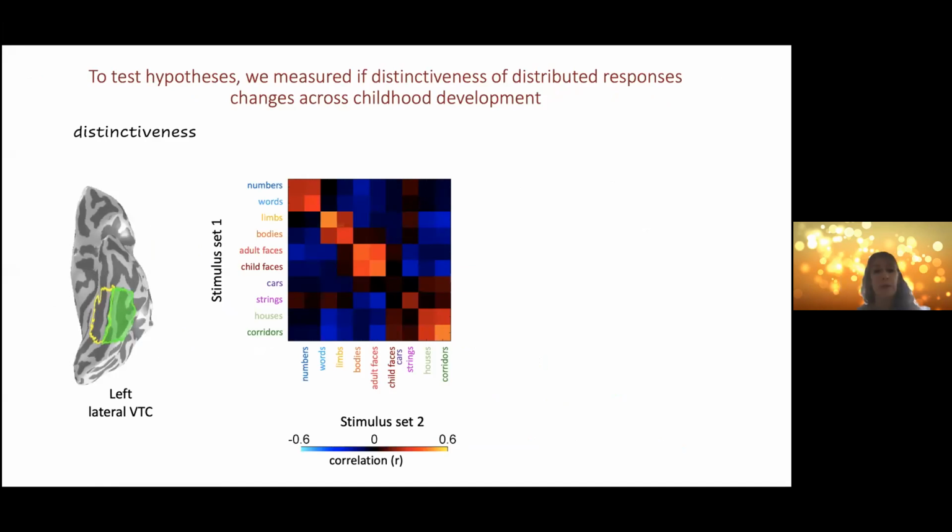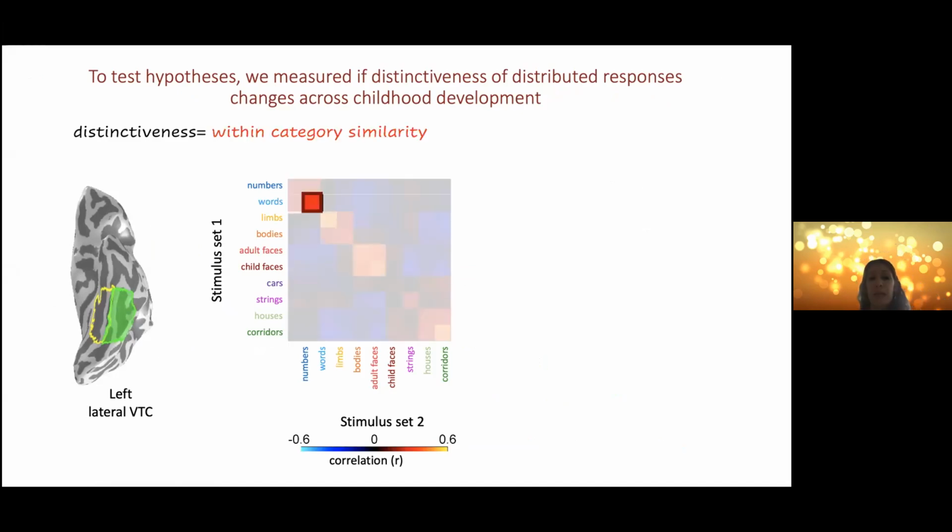So to do that, we're going to use a metric that we call distinctiveness. And basically, distinctiveness is the within-category similarity minus the between-category similarity. So basically, this index goes between 0 and 2, and the higher this index is, it means that the patterns are more similar across different items of a category and more unique or more different across categories.